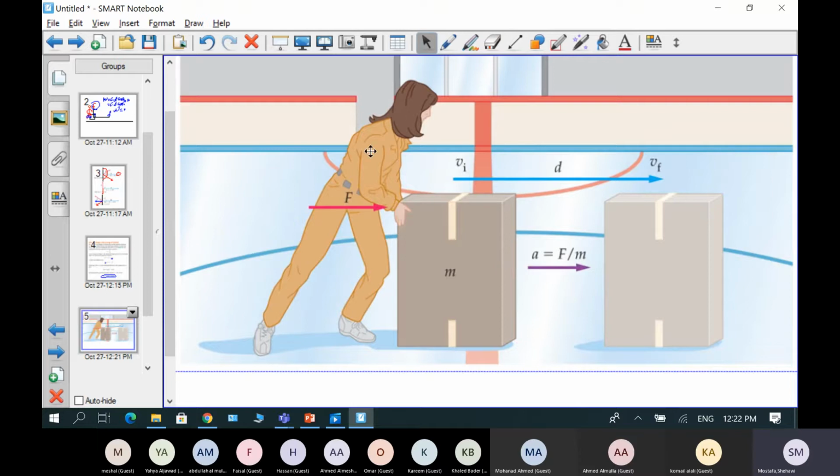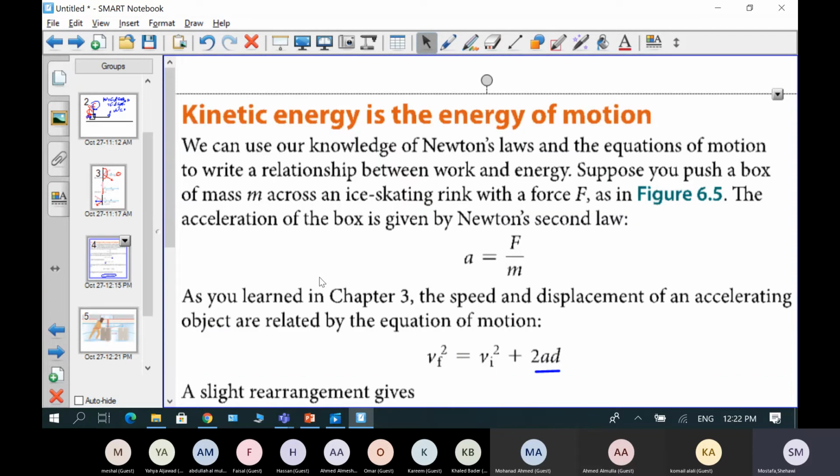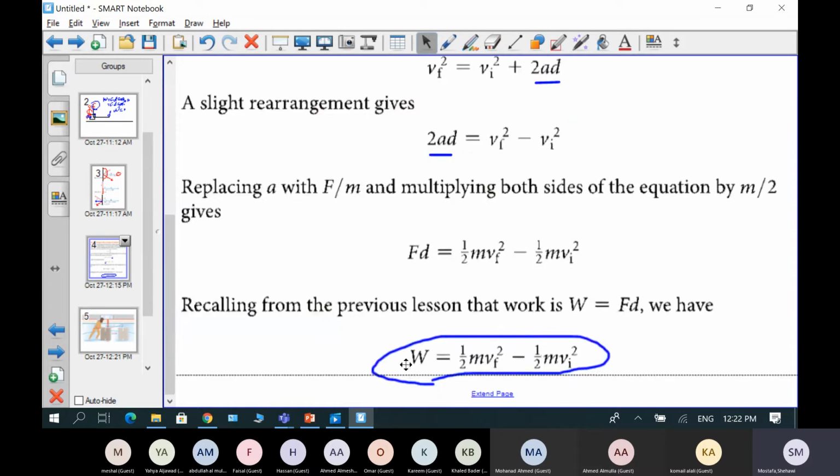The work done by this force is converted into kinetic energy. The system gains it. Work done, which is equal to force multiplied by distance, is transformed into kinetic energy gained by the system. And we can calculate this kinetic energy gain by this equation. Work done equals the change of kinetic energy. Work done by the force equals the change of kinetic energy of the system.